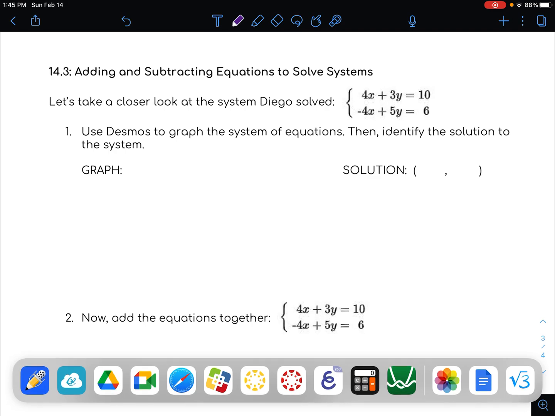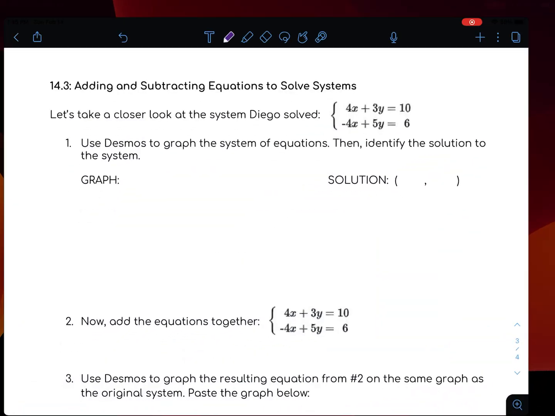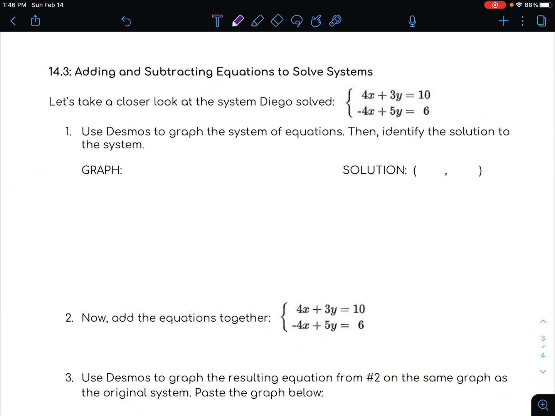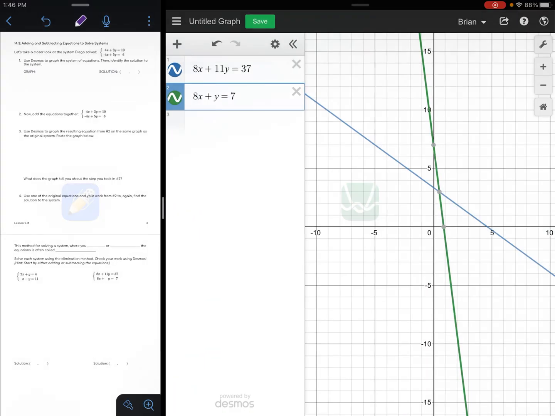Let's make sure we have that. Let's try that again here. There we go. Struggling a little bit there for a sec.